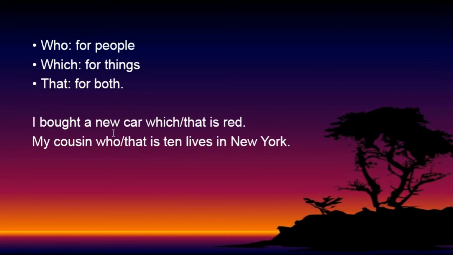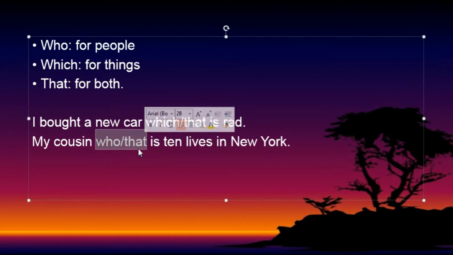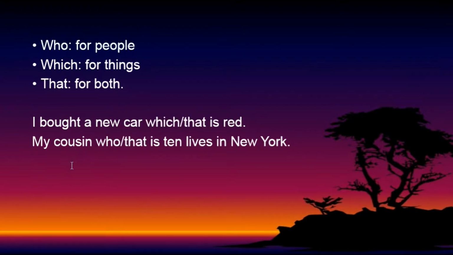Let's focus on that again. I bought a new car. I have car, because car is not people, so I say either which or that. They are both correct. My cousin, who, or that, is Stan, lives in New York. In this case, I am using who and that because my cousin is a person. So I have to distinguish between these two tricky situations, between people and things. Nothing more here. That's all there is about that.